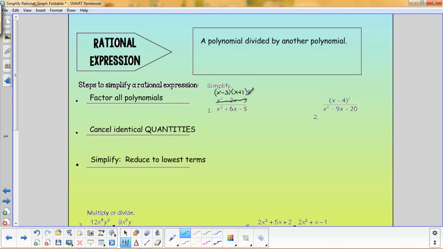I'm going to save myself some time in rewriting this by simply crossing this one off and rewriting the factored form above it. Likewise, I'll do the same here. What two numbers multiply together to make 5 and add up to make 6?